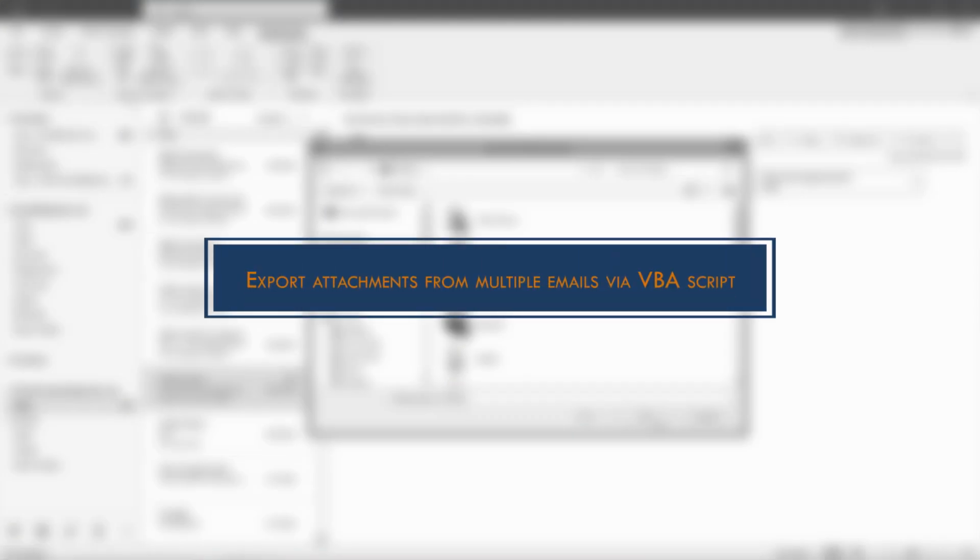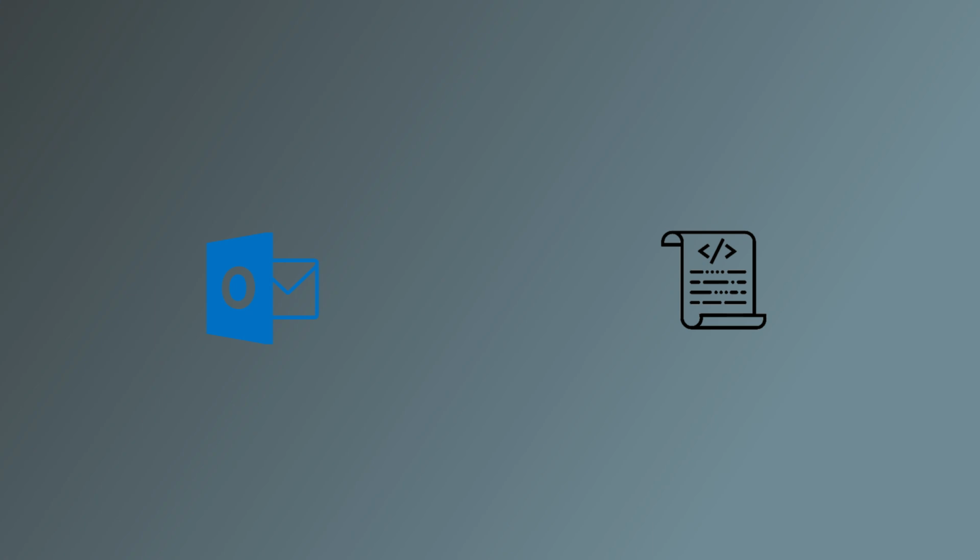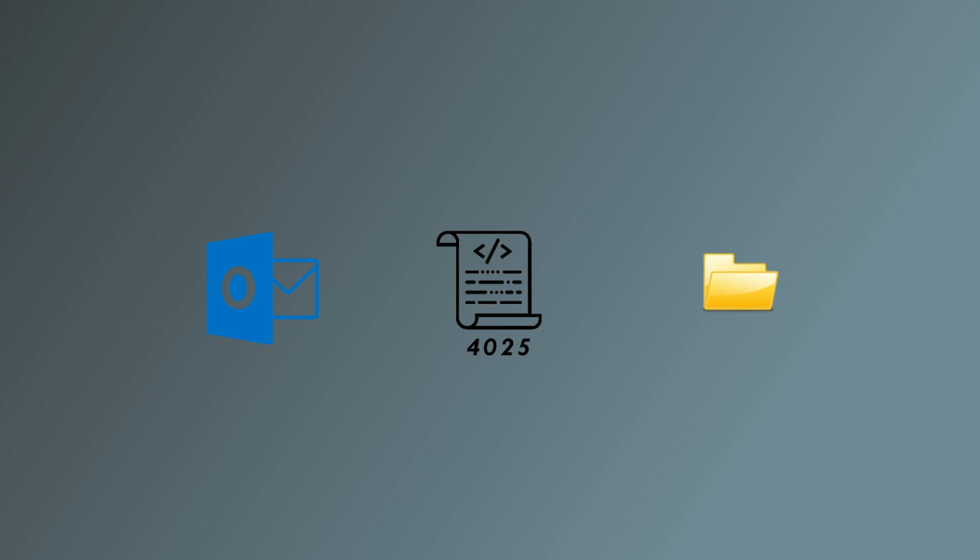Using VBA script to automate the attachment extraction process is also considered by many Outlook users. This process requires a VBA macro code and VBA script to move email attachments to a specific folder on your system. This process for sure takes a bit longer, but it allows the extraction of attachments from multiple emails at the same time.